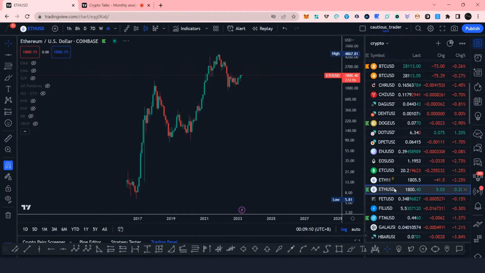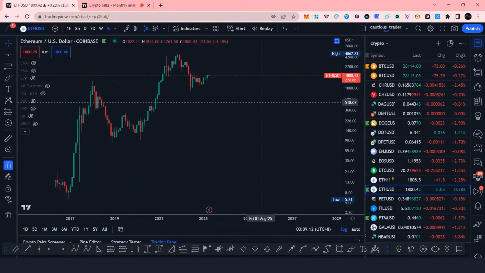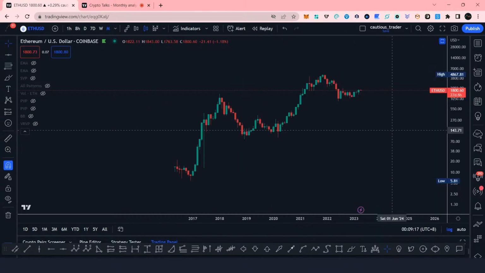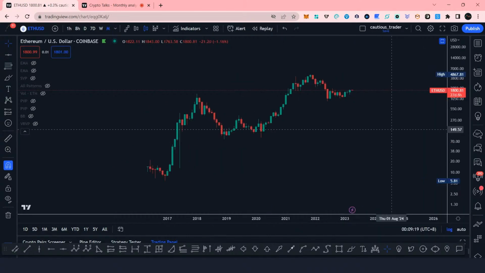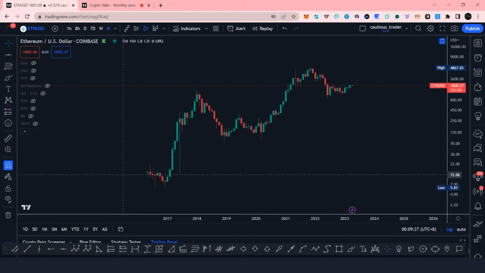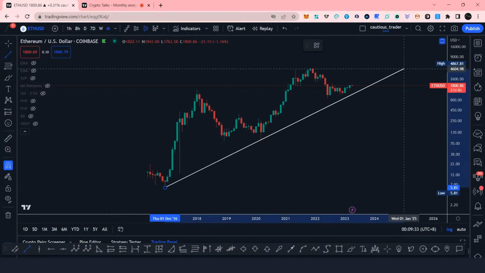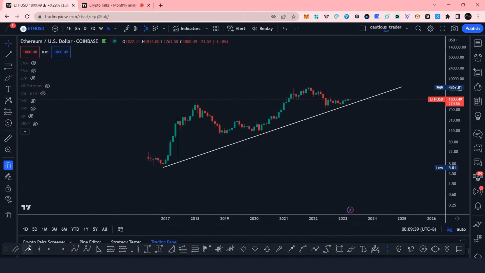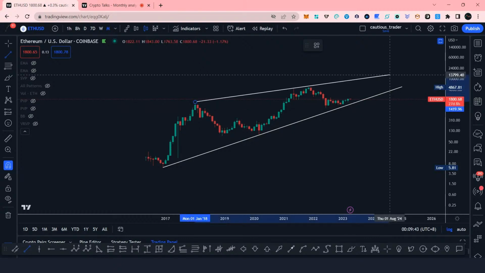Anyway, let's use this one. Yeah, anyway, let me just draw the long-term trend using the monthly. Monthly talaga eh.